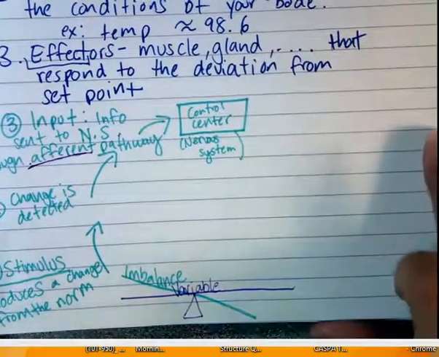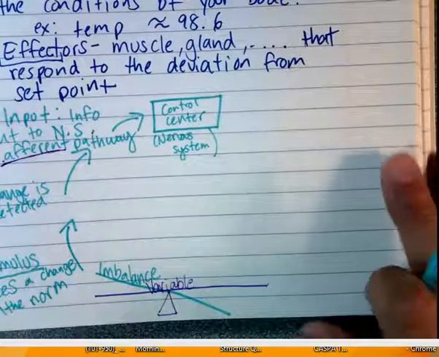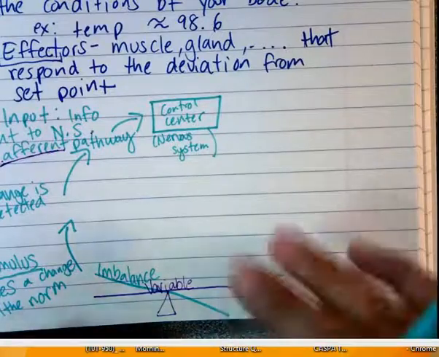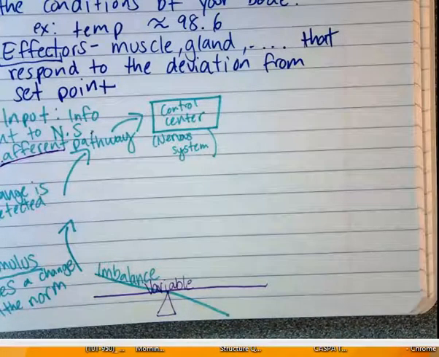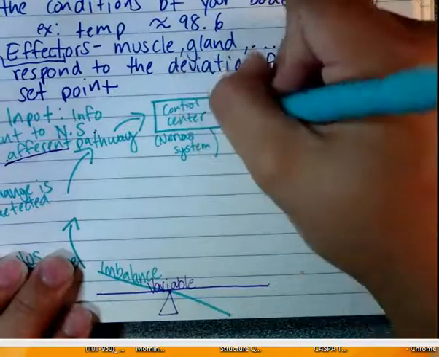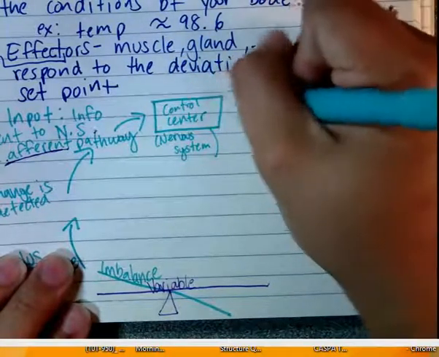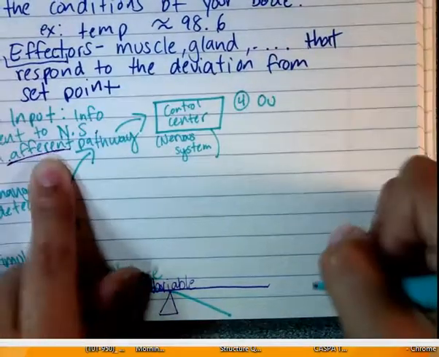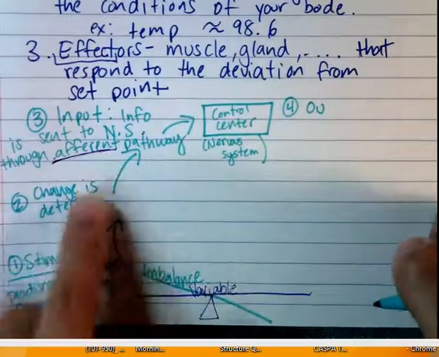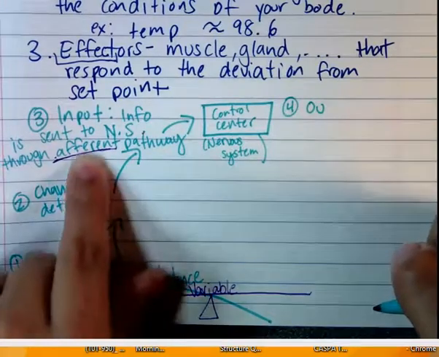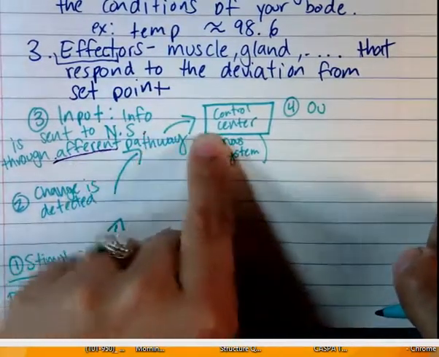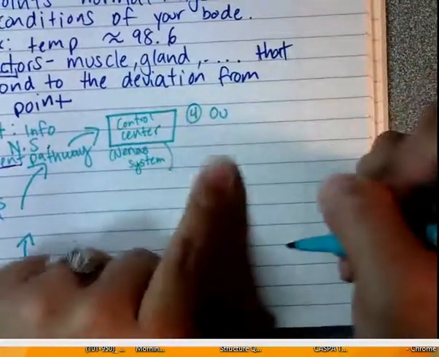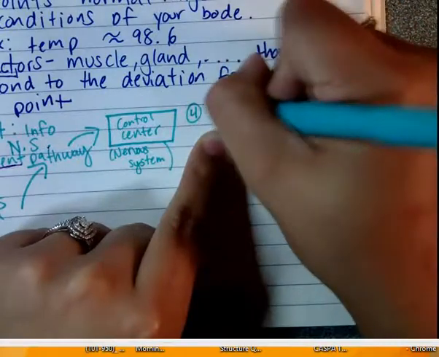Okay, and then your nervous system, your control center, is going to come up with a response. So how do we fix this? How do we get back to that homeostasis? It's going to come up with a solution, and that brings us to the next part, which is going to be your output. You had information sent about the change in equilibrium by the afferent pathway. It gets processed in your control center, and now the response needs to be sent out. So this is your output.